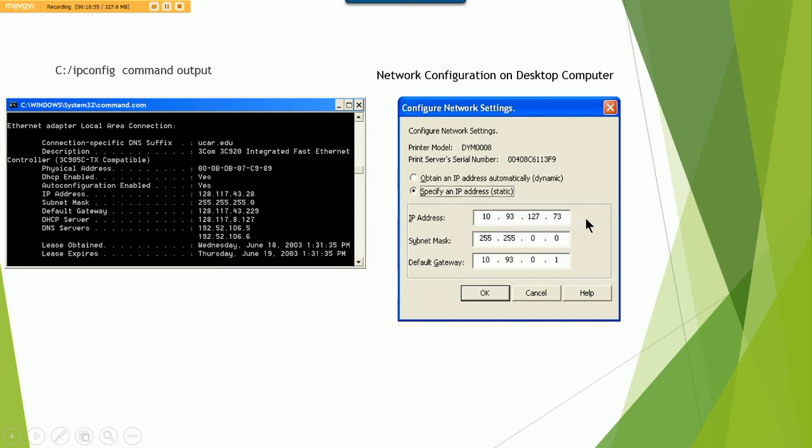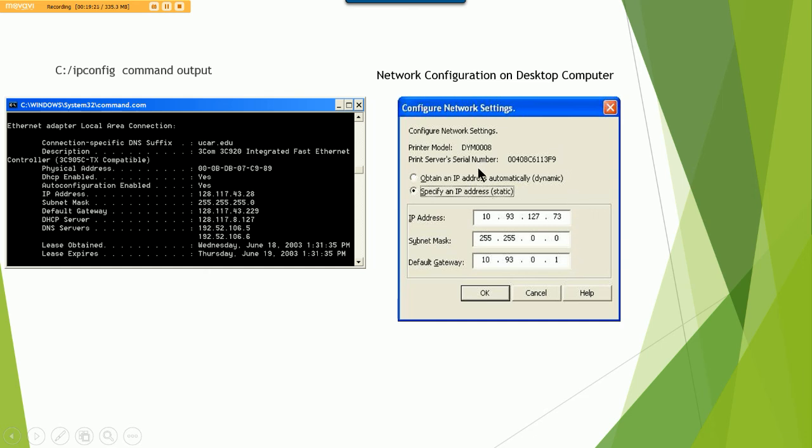10.93.127.73. Someone typed that in here, and they typed in 255.255.0.0 for the subnet mask. They typed in 10.93.0.1 for the default gateway. They pressed OK and applied, and they configured this computer with this IP address information that we see here.